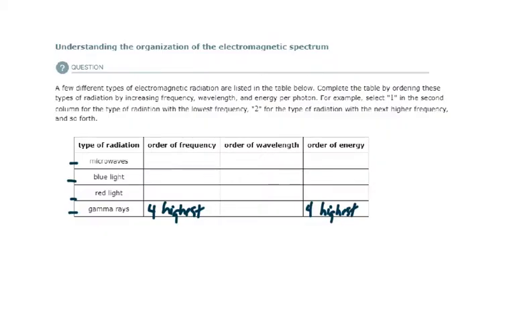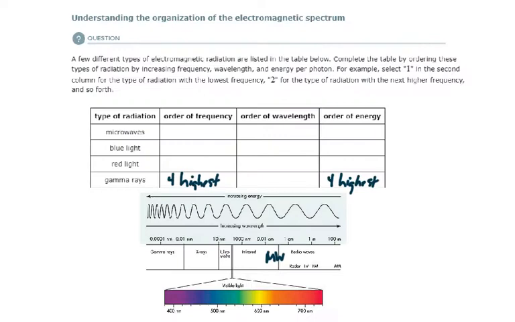So if we go back to this table, let's place microwaves as number 1, lowest energy. Microwaves not only has the lowest energy, but it also has the lowest frequency. When we're looking at blue light versus red light, red light has the lower energy. So it will be next lowest in energy and frequency. Blue light will be here with number 3.